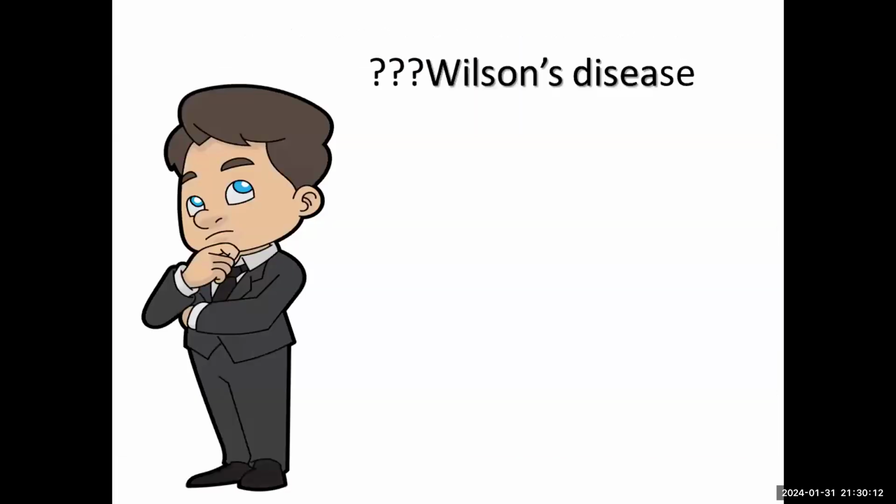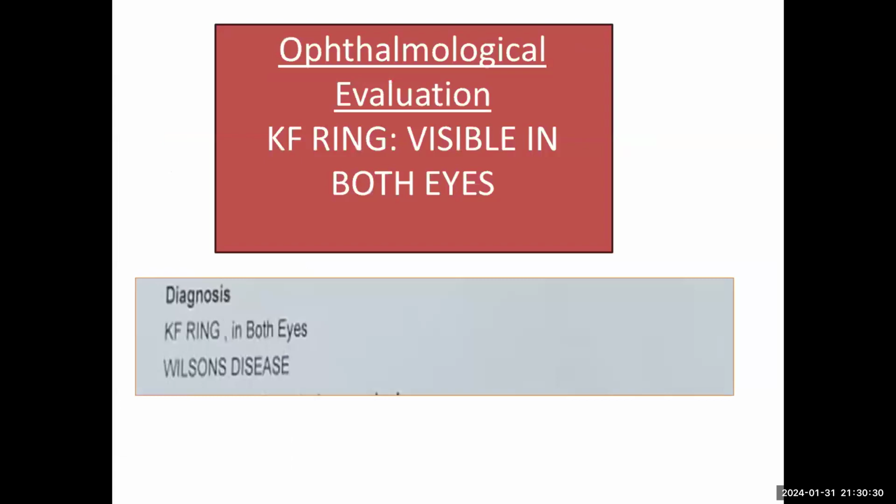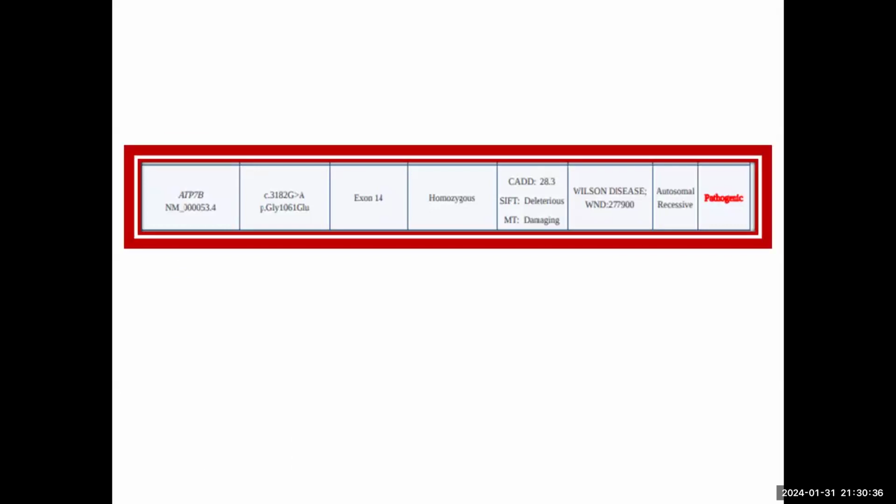So we suspected Wilson disease in this child based on the clinical phenotype. So we did serum ceruloplasmin, which was showing 3.6 milligram per dL, which is very low, and 24-hour urine copper was showing 250 microgram per day. USG whole abdomen was done, it was normal, and 2D echo was also normal. Ophthalmological evaluation was done at that time, which showed presence of KF ring in both the eyes. So we sent whole exome sequencing, which showed a homozygous pathogenic mutation of the ATP7B gene.